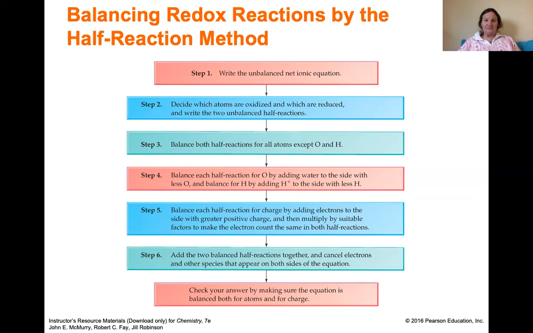One thing you have to remember how to do is balance redox reactions. So here's a flow chart that you would have seen in Chem 107 for balancing redox reactions using the half reaction method. I'm sure I'll go through a couple of these in my worked problem recording.